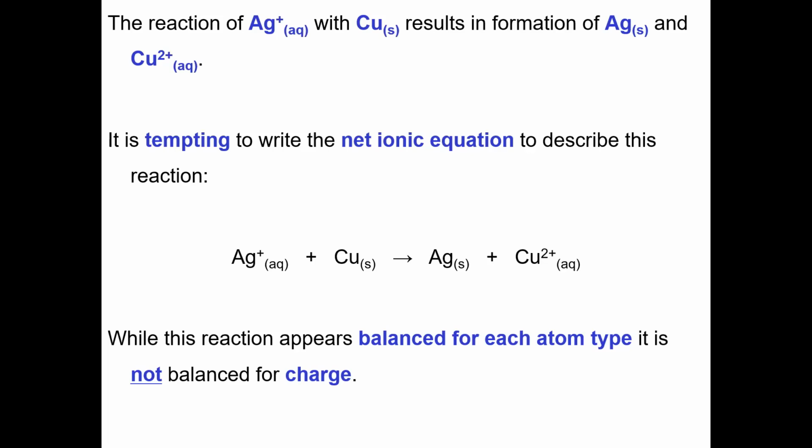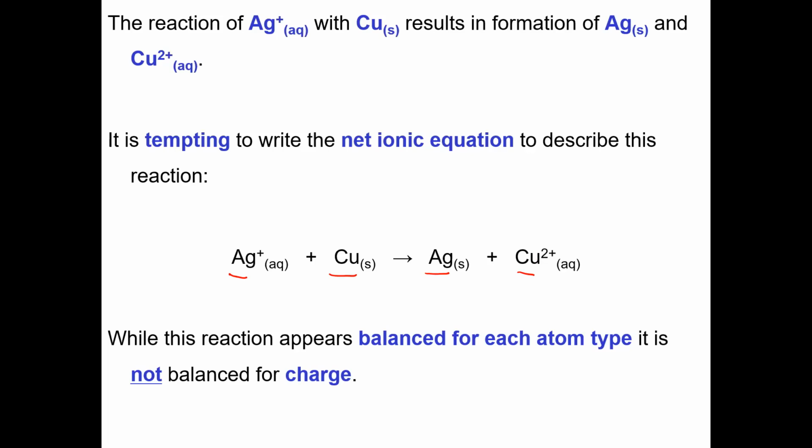So now we're going to look at another example of a redox reaction where it's not quite obvious what's going on. It says the reaction of silver plus aqueous ions with solid copper results in the formation of solid silver and copper 2 plus aqueous ions. So it would be tempting to write the net ionic equation for this reaction as follows. 1 silver ion reacts with 1 copper solid to produce 1 solid silver and 1 copper 2 plus ion.